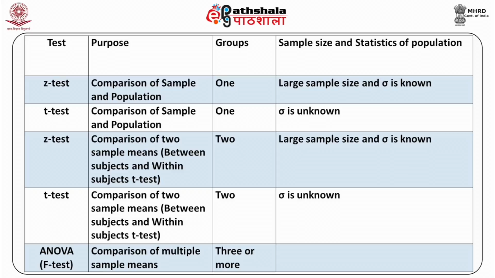The purpose of the z-test can also be for comparison of two means with a large sample size and a known standard deviation, and in such cases there can be variation of between subjects and within subjects designs also. The t-test again can also be used for two samples, and again we may have a between subjects design or a within subjects design, as we shall see in coming sections.